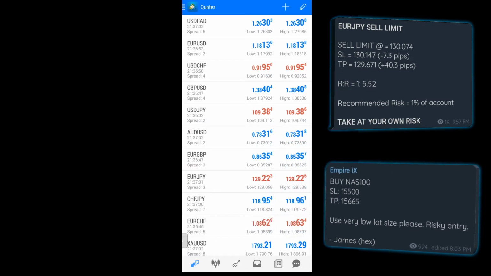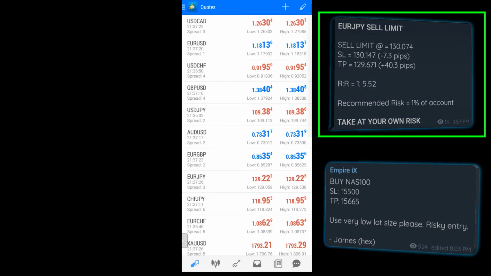So this Euro JPY trade is what's known as a pending order, where we can have a sell limit or a buy limit. Those are the two types of pending orders that we typically send here in the Telegram chat. And the bottom one is known as market execution, where you can either buy or sell immediately and get yourselves into the market. So let's go ahead and start with the Euro JPY sell limit first.